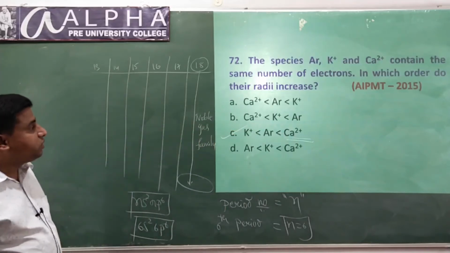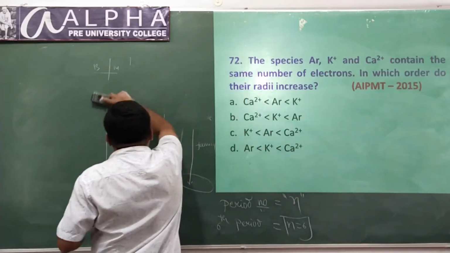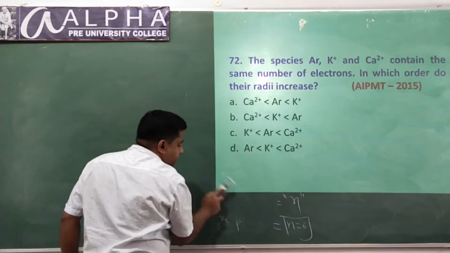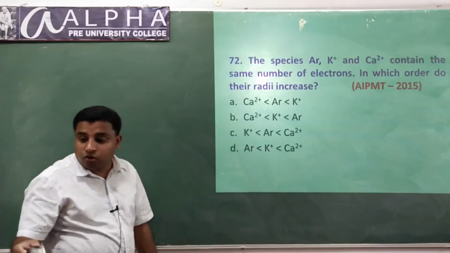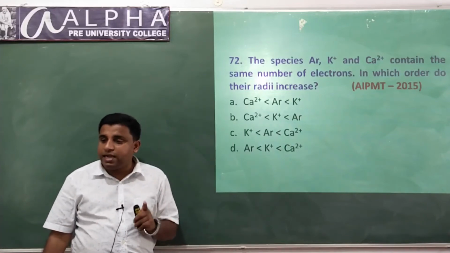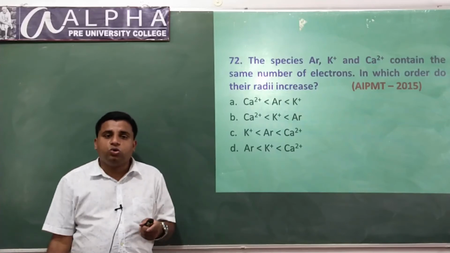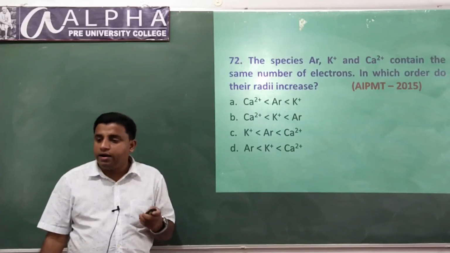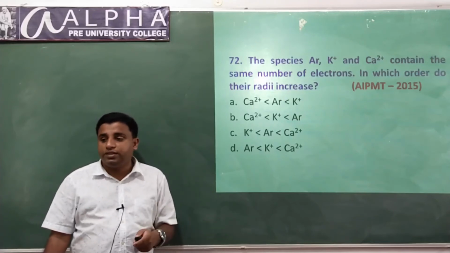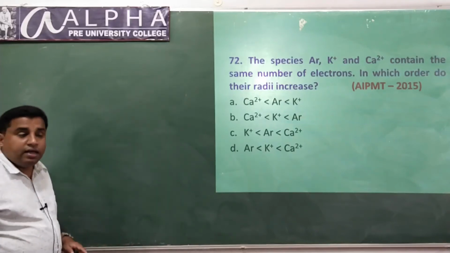Let us go faster. What is the next question? It is All India Pre-Medical Test 2015, a very recent question. The species argon, K plus, Ca2 plus contain the same number of electrons. If they contain the same number of electrons, they are called isoelectronic species. That means they are isoelectronic with each other. In which order will their radii increase?